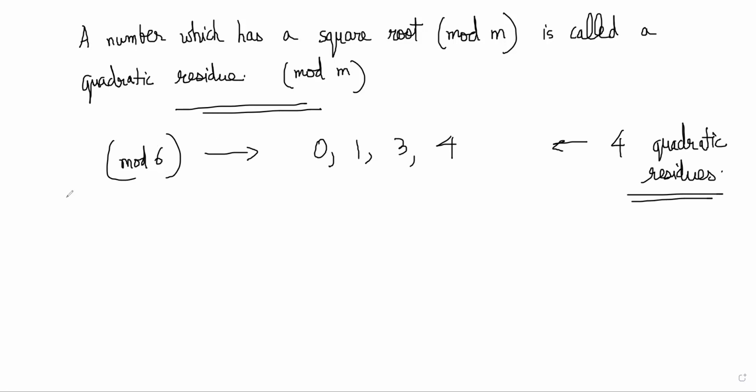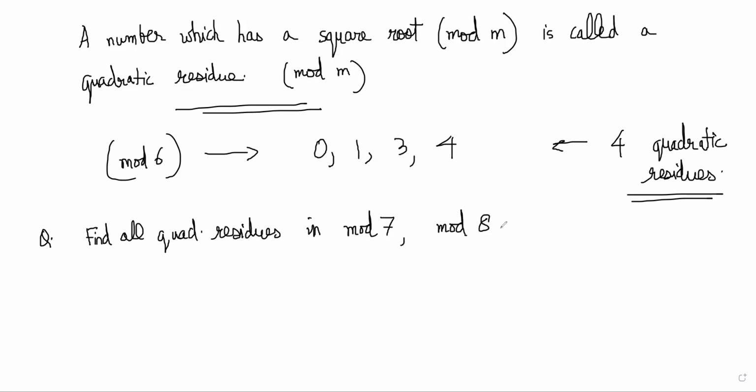So a simple exercise for everyone here would be to find all quadratic residues in mod 7, mod 8, mod 9. So what I will do is I will do it for mod 7, and then I will leave mod 8 and mod 9 for you guys to calculate, right?